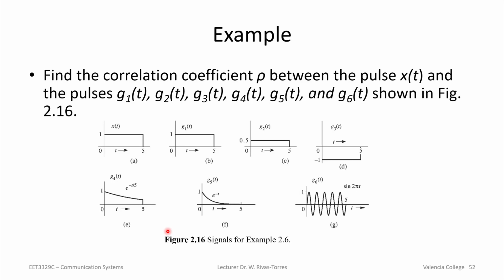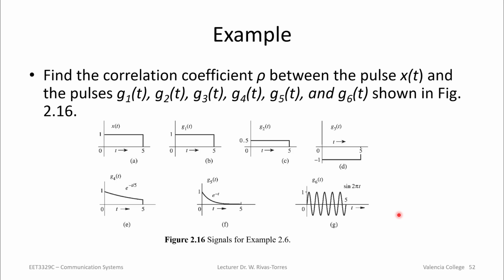Let's do an example, because I find that an example here is very telling. So let's start off by saying that you have a signal x of t. Notice that it's nothing but 1 between 0 and 5 and 0 everywhere else. That makes our life a little bit easier because we only have to worry between 0 and 5 and not between -infinity and +infinity. And we have 6 signals, and we want to know what the correlation factor is between x of t and those 6 signals.